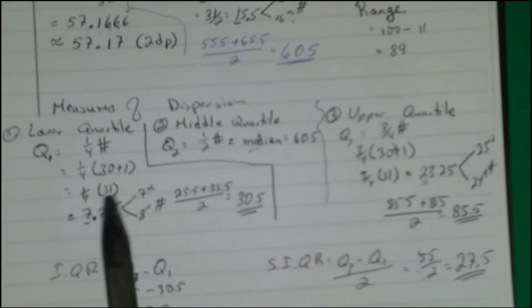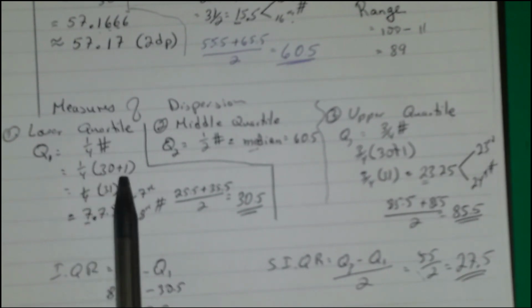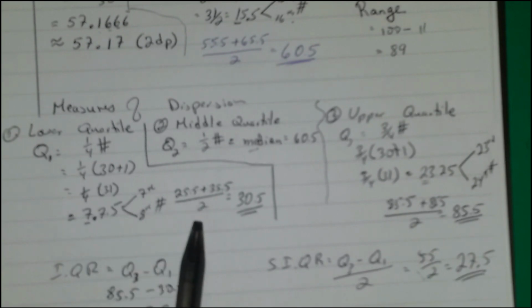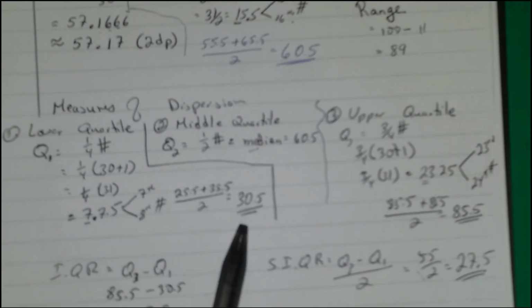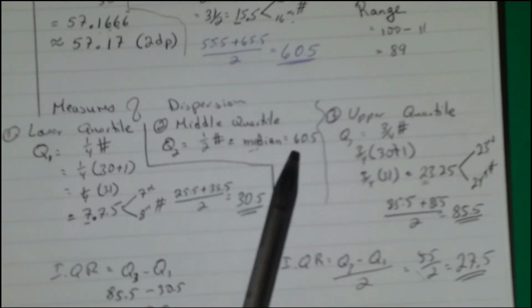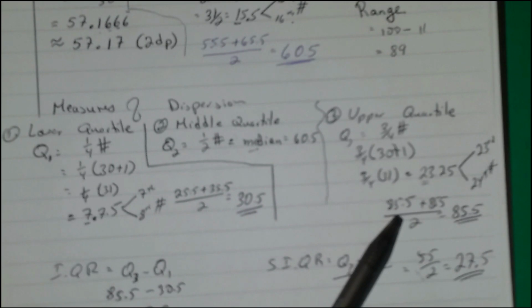The quartiles, lower quartile is the 1/4 number, 1/4 of 30 plus 1, which gives you 7.75, which means you have two numbers, you find the average of that, and you get the same thing. Middle quartile, you just say equals to the median, and you write your answer. And then the upper quartile, 3/4 of the number.